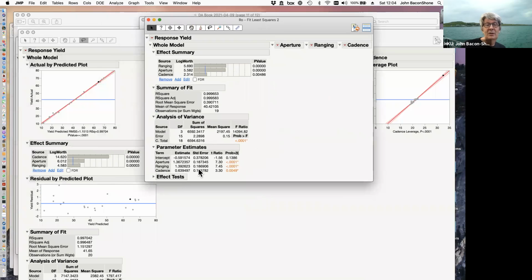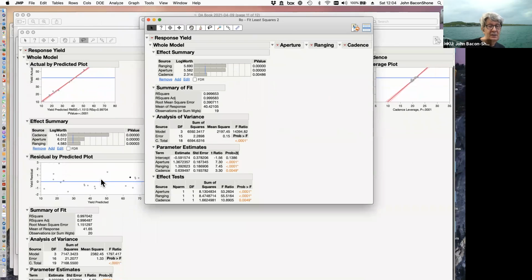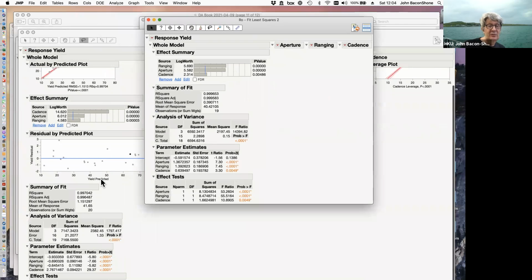And if I come down to look at this, the effect test still shows that aperture, ranging, and cadence are strongly significant. However, let's compare the parameter estimates. With all the data points, aperture had a coefficient of -0.7. Without that data point, the coefficient is 1.3. Here, ranging coefficient -0.6. Here, the coefficient is 1.4.